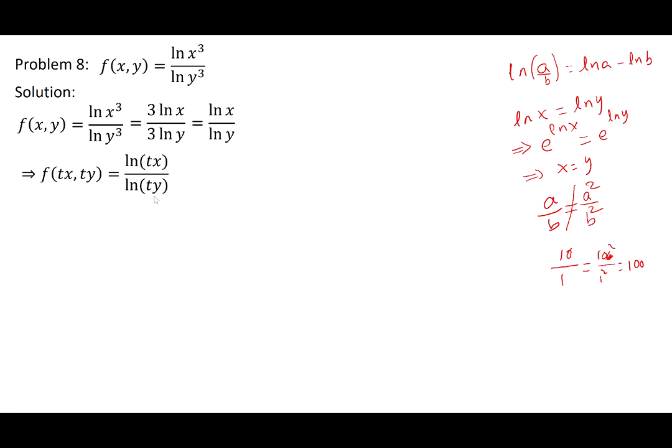Damn. What do I do? Wait. I can write this as natural log of t plus natural log of x over natural log of t plus natural log of y. Can I do that? Yes, you can. Okay. So you're going to write this as natural log of t plus natural log of x, great, over natural log of t plus natural log of y. Wonderful. Okay, now where do we go from there?